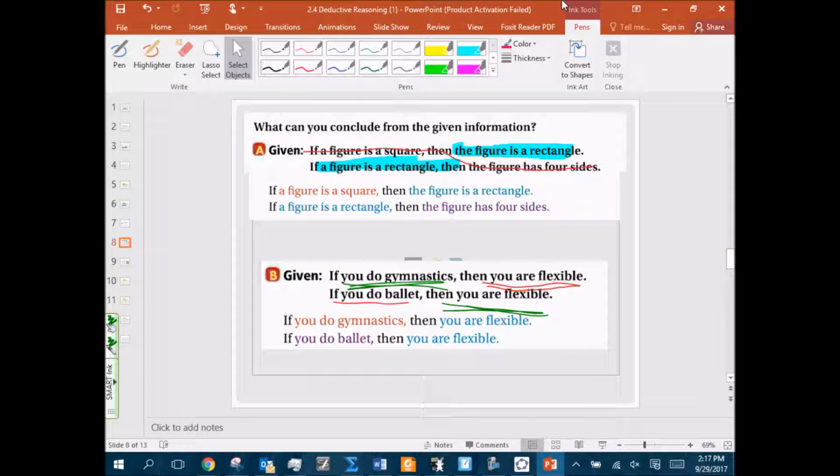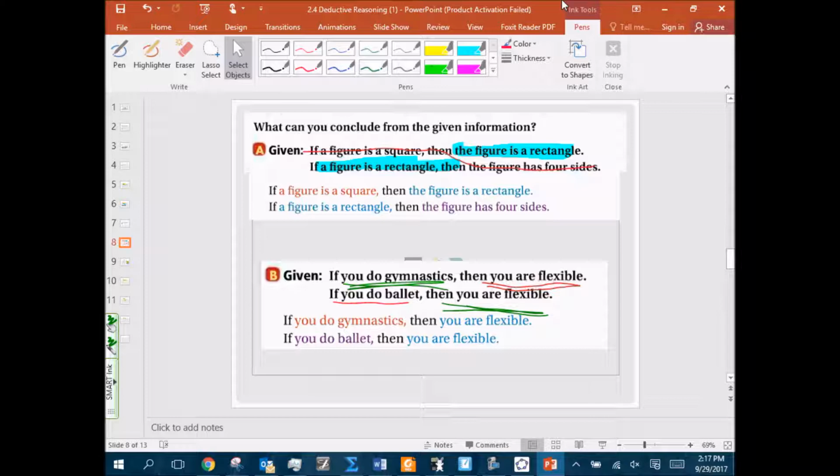But let's say if you do gymnastics, then you are flexible. And then say if you are flexible, then you do ballet. Then you can make a new statement right here. So why don't you just do, if you do gymnastics, then you do ballet? They're both flexible, but just because I'm flexible doesn't mean that I do both those things.